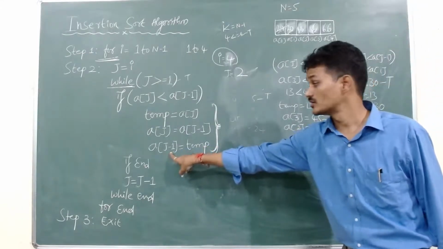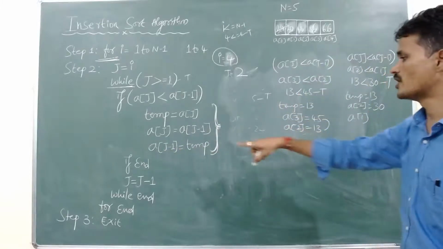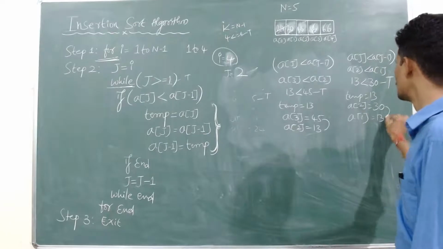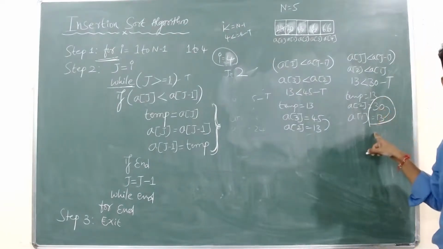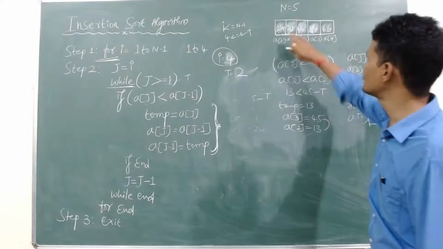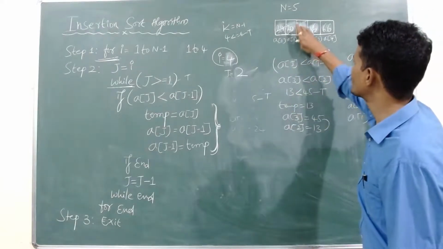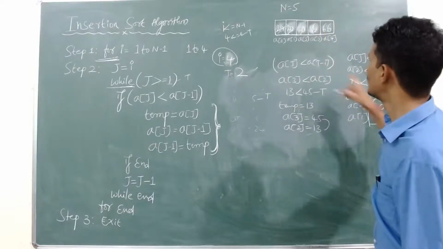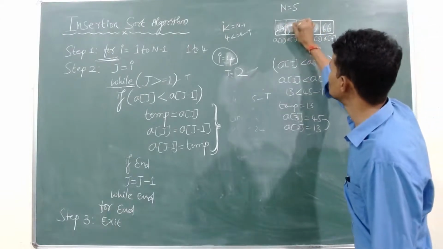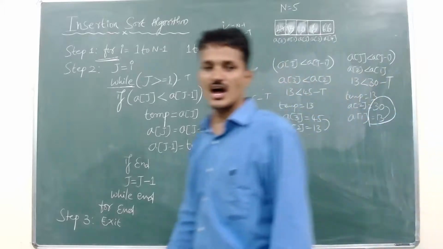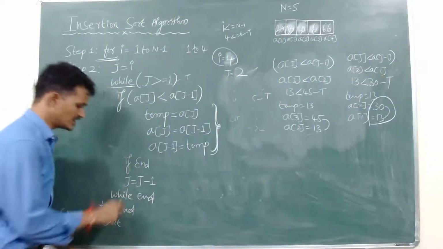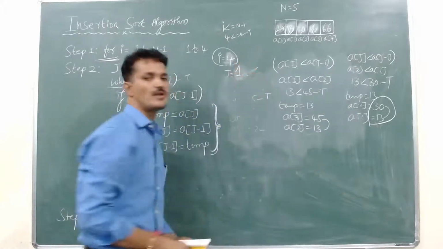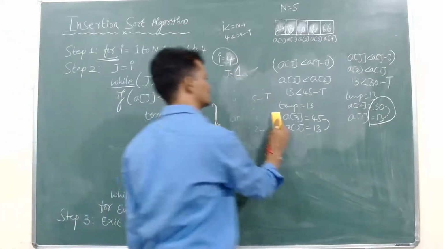Next, A of 1, that means A of j minus 1. 2 minus 1 is 1. A of 1 is equal to temp. What is the value of temp? 30. Look at these two values, 30 and 30. 30 will move to this location. Okay. And 13 will be moving to this A of 1. Again, if ends here, j equals j minus 1. 2 minus 1 is 1.